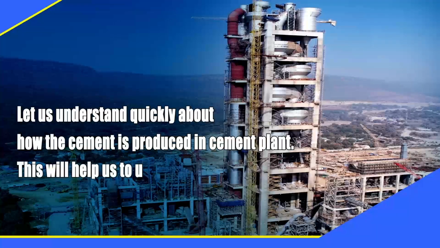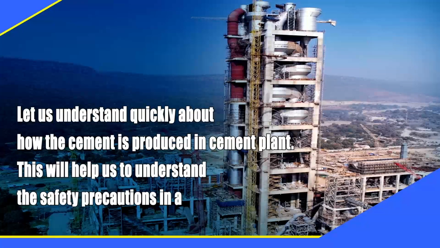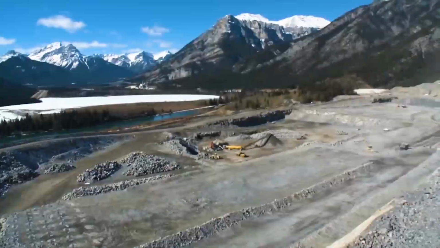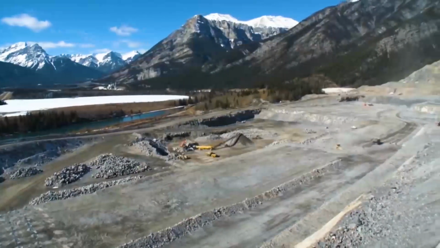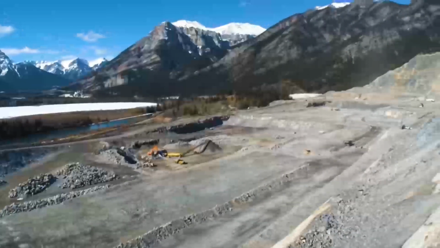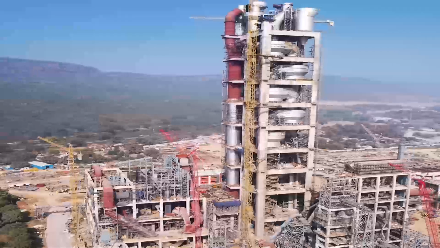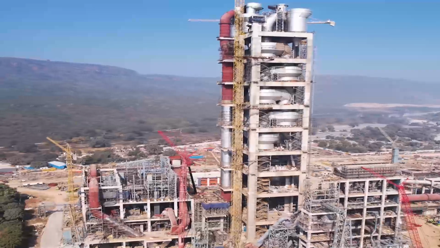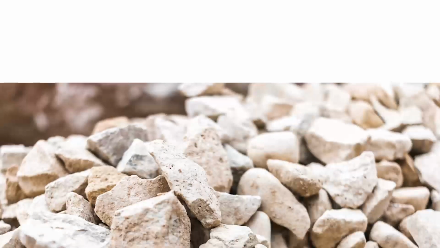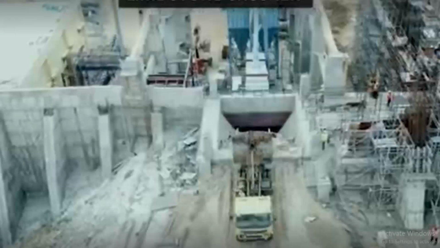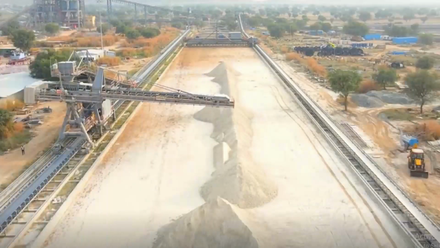Let us understand quickly about how the cement is produced in a cement plant. This will help us to understand the safety precautions in a better way. Limestone is the basic raw material for manufacturing of cement. That's why cement plants are established near limestone mines. Limestone boulders extracted from mines are crushed in a crusher and transported to limestone stacker and reclaimer areas through conveyors.